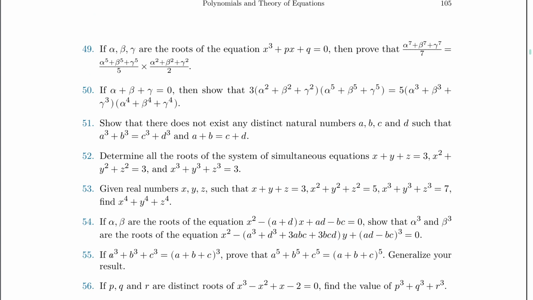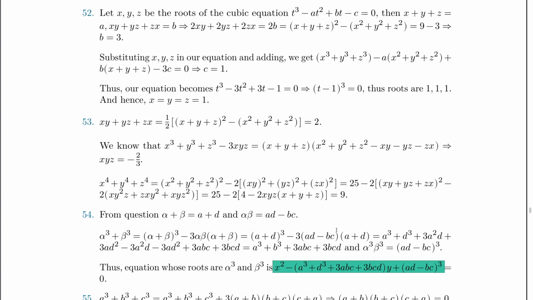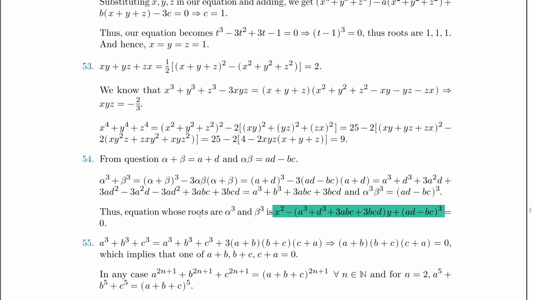Question 55 says that if a cube plus b cube plus c cube is equal to a plus b plus c whole cube, prove that a to the power 5 plus b to the power 5 plus c to the power 5 is equal to a plus b plus c whole to the power 5. Generalize your result. So we are given that a cube plus b cube plus c cube is equal to a cube plus b cube plus c cube plus 3 into a plus b into b plus c into c plus a. So a plus b into b plus c into c plus a is equal to 0, which implies that a plus b or b plus c or c plus a is equal to 0. One of these would be 0.